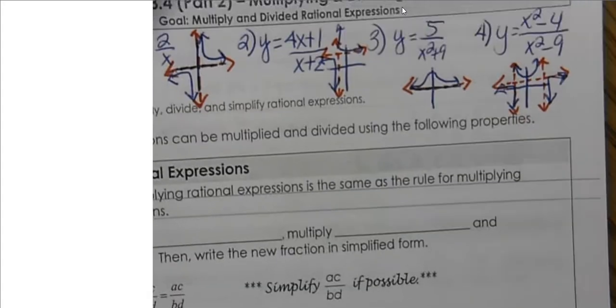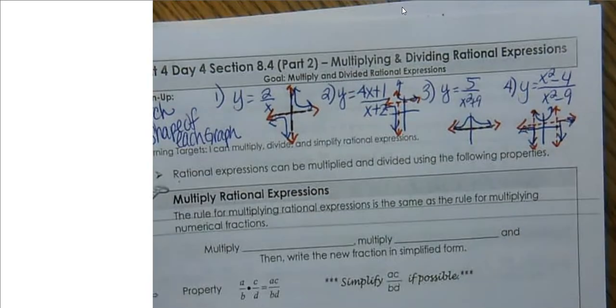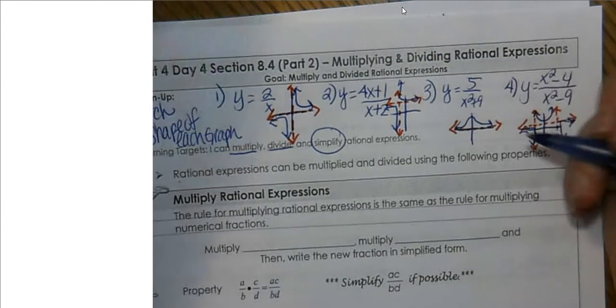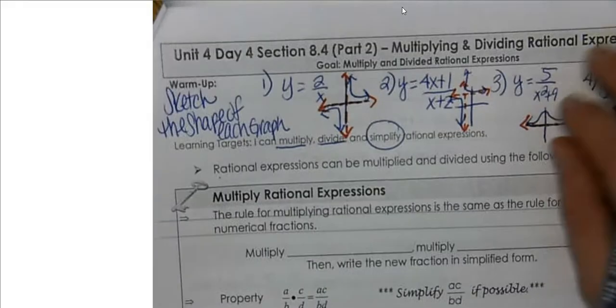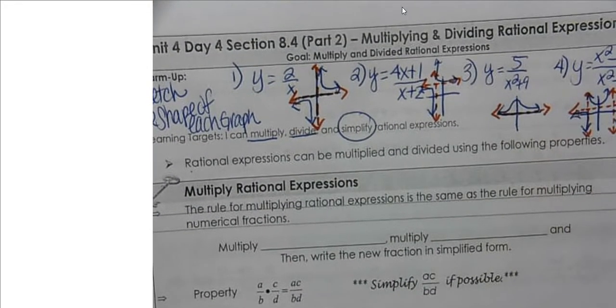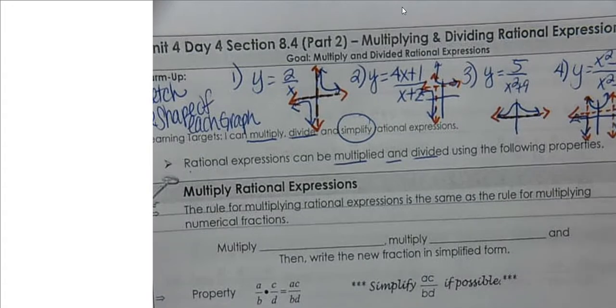All right, let's go ahead and look at our learning targets for today. Our learning targets are for you to be able to say, I can multiply, divide, and simplify rational expressions. So we're going to take what we learned in our last lesson about simplifying rational expressions to the next level. Now, rational expressions can be multiplied and divided using the following properties.